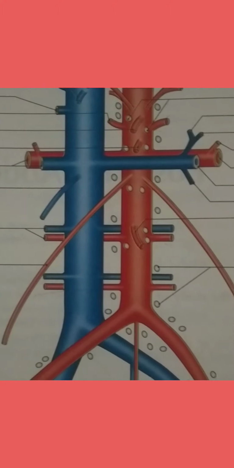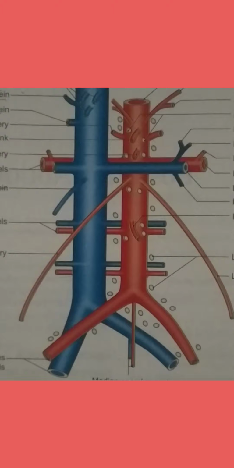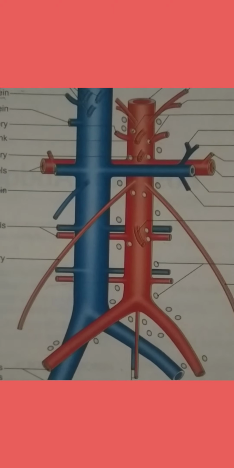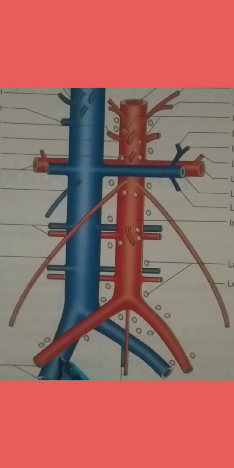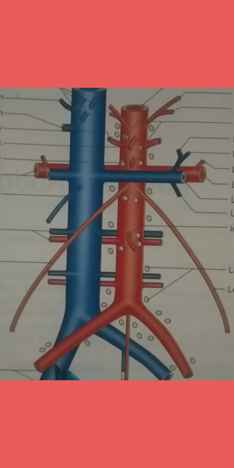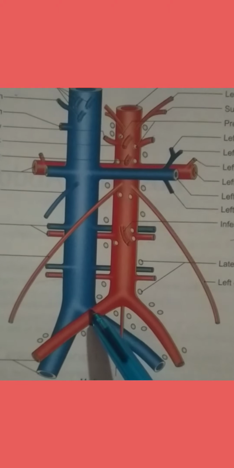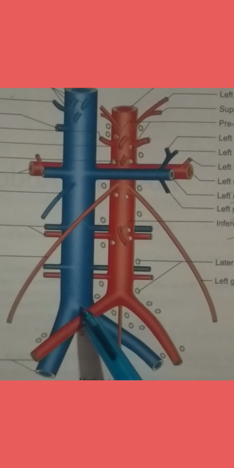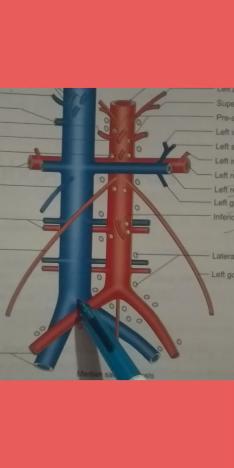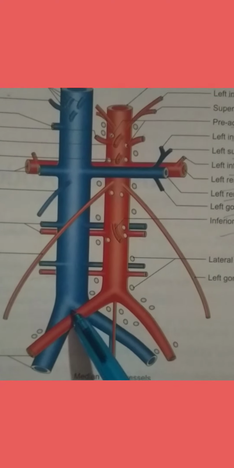Next topic of the posterior abdominal wall is the inferior vena cava. The inferior vena cava is formed by the union of the right and left common iliac veins. This is the right common iliac vein, this is the left common iliac vein. Both of these veins join to form the IVC on the right side of the body of the L5 vertebra.